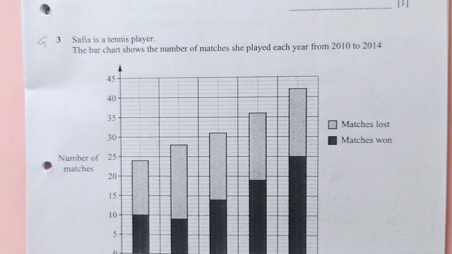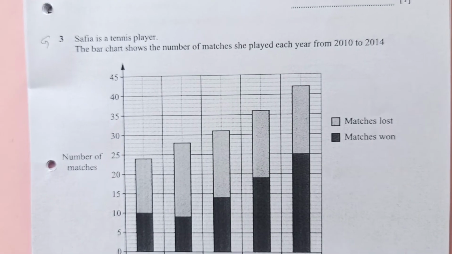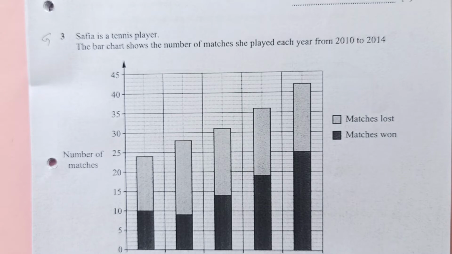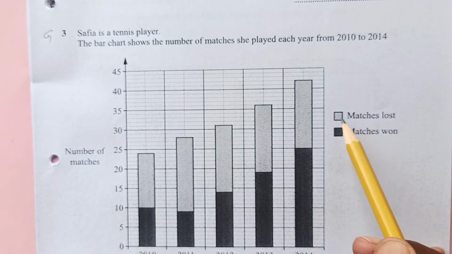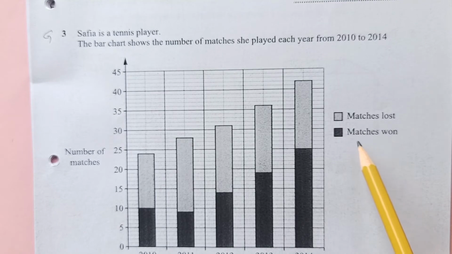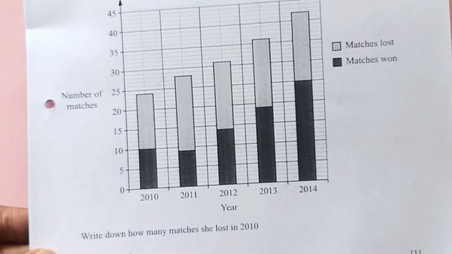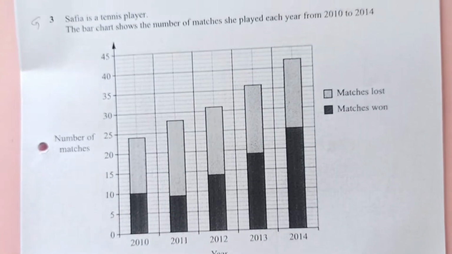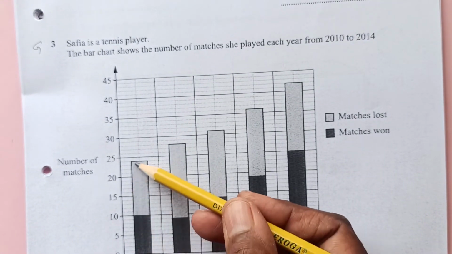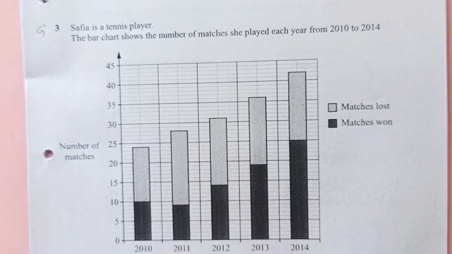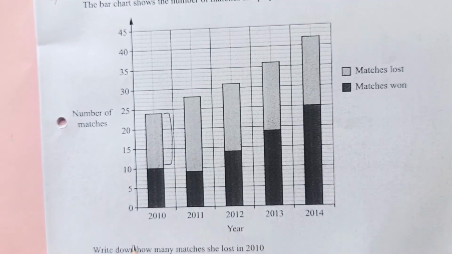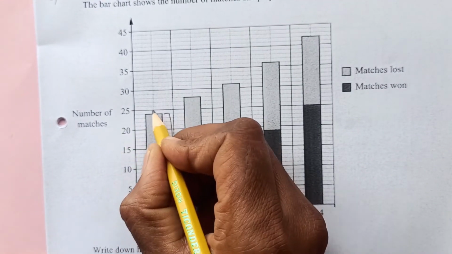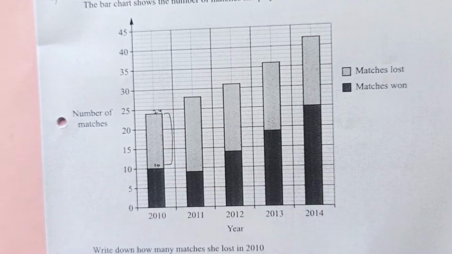We have here a graph. Safia is a tennis player. The chart shows some of the matches she played each year from 2010 to 2014. Matches lost are shown in the gray part and matches won in the black part. The question is, write down how many matches she lost in 2010. The matches lost in 2010 are these ones, right here. So we need to find this much from here to here, which is 24 minus 10. This is 24 here and this is 10 here. So the answer is 14.